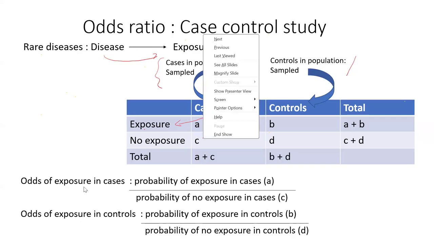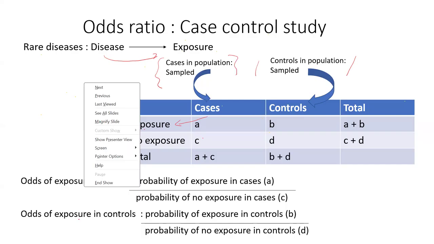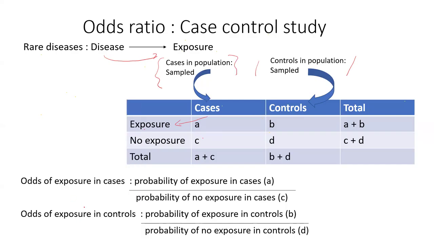So you begin by calculating the odds of exposure in cases and controls. Odds are nothing but the probability of an event happening upon not happening. And when you divide the odds of exposure in cases upon controls, you get the odds ratio. Another thing to remember is that the odds ratio of exposure is equal to the odds ratio of the outcome.